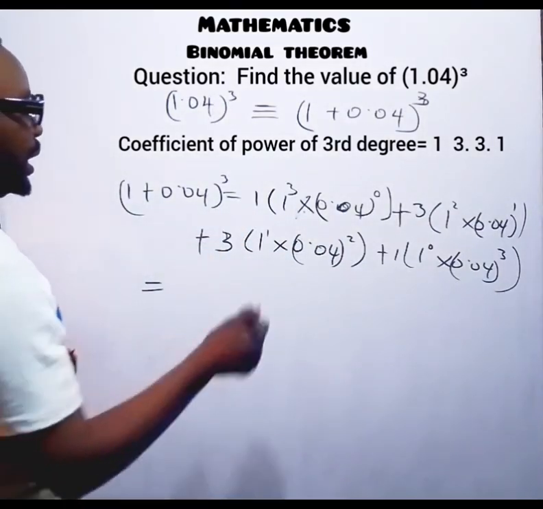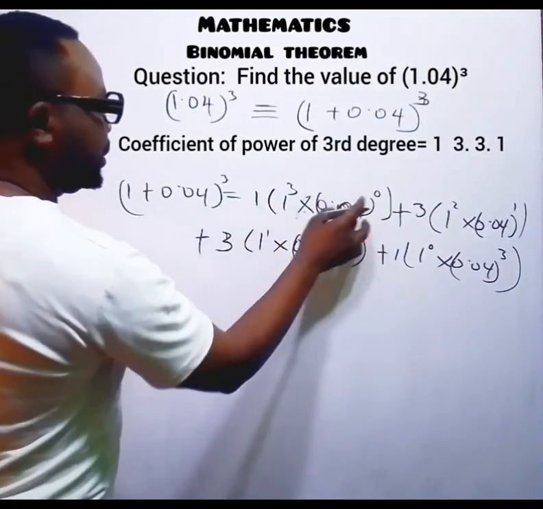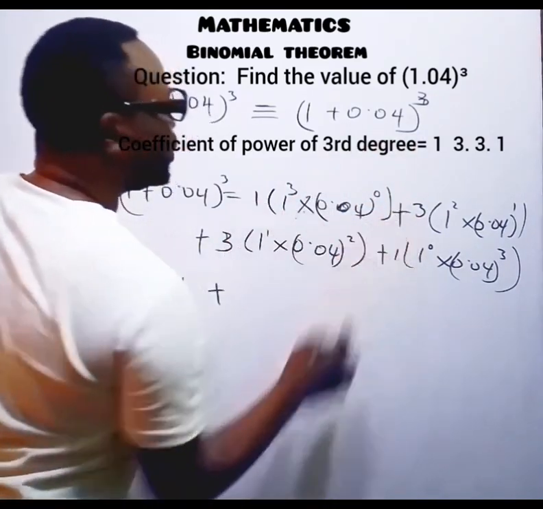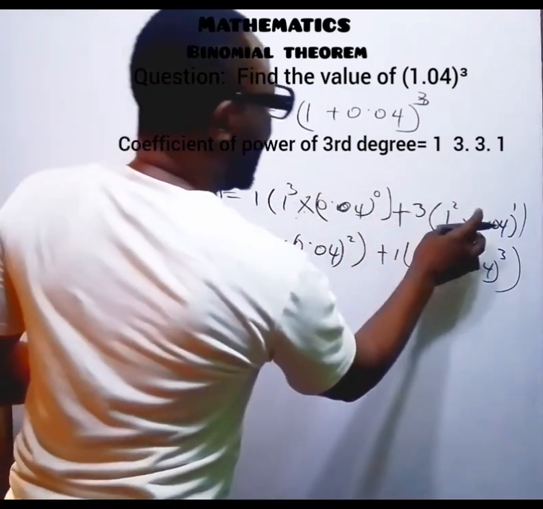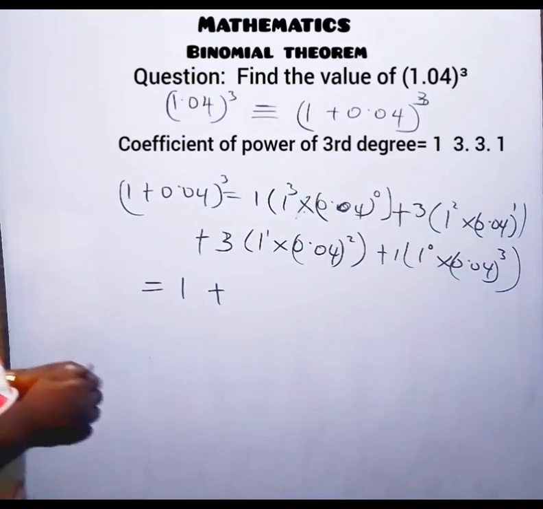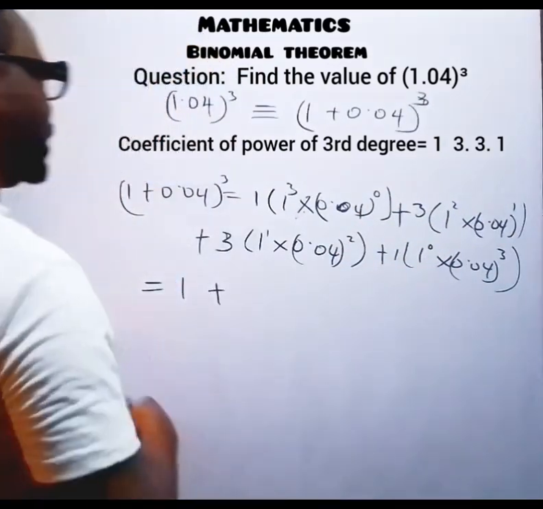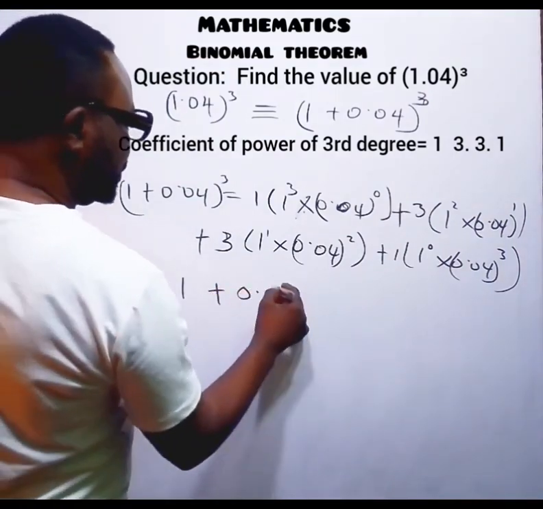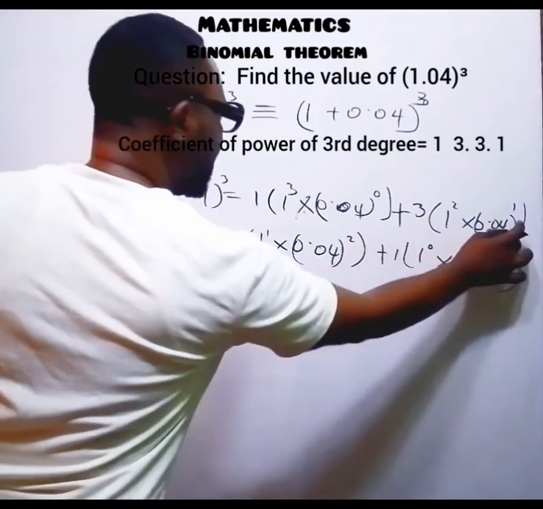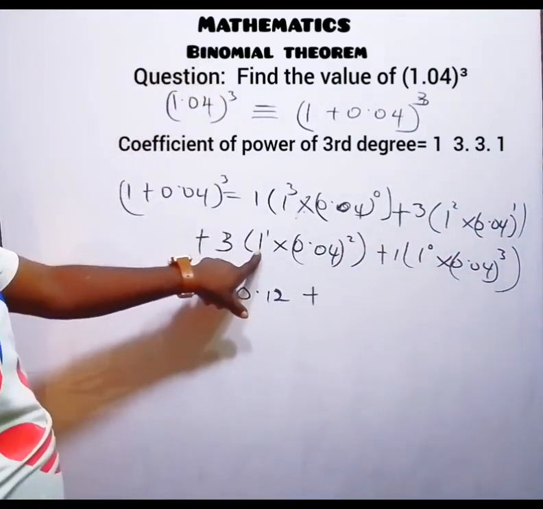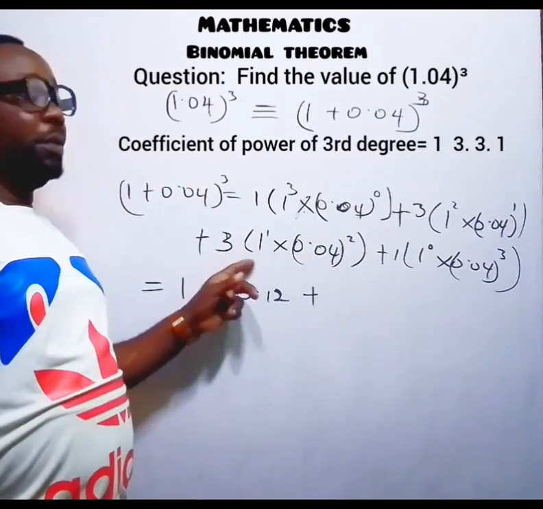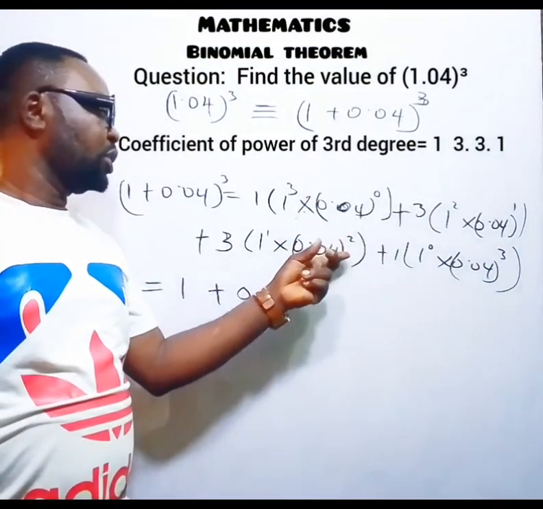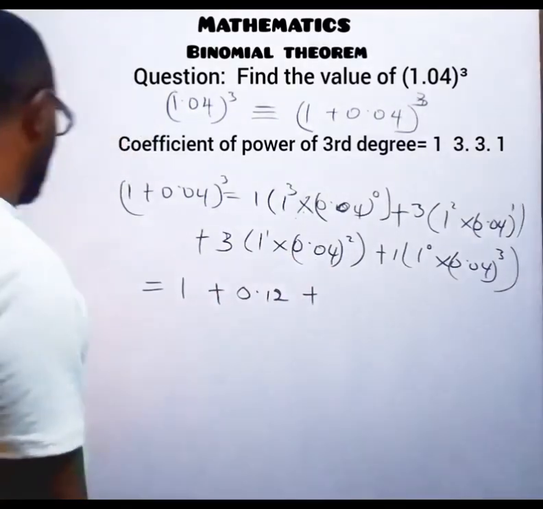Now, I go ahead and have 1 multiplied by 0.04 raised to the power of 0. This one will be 0, that will be 1. Plus everything here is equal to 1. Plus 3 times 1, that is 3. You can see, you will still multiply the same thing by 1. That's 3. Multiply by 0.04, we are going to get 0.12. Plus, here, 3 multiplied by 1, that's 3. Now, you cannot just say 3 multiplied by 0.04. No, you have to first raise this one to its power. That's 0.04 raised to the power of 2.